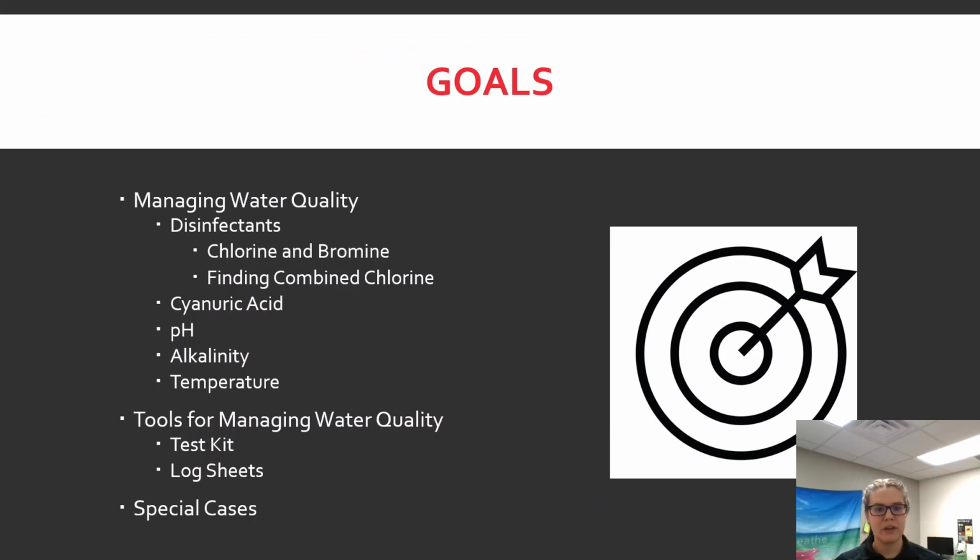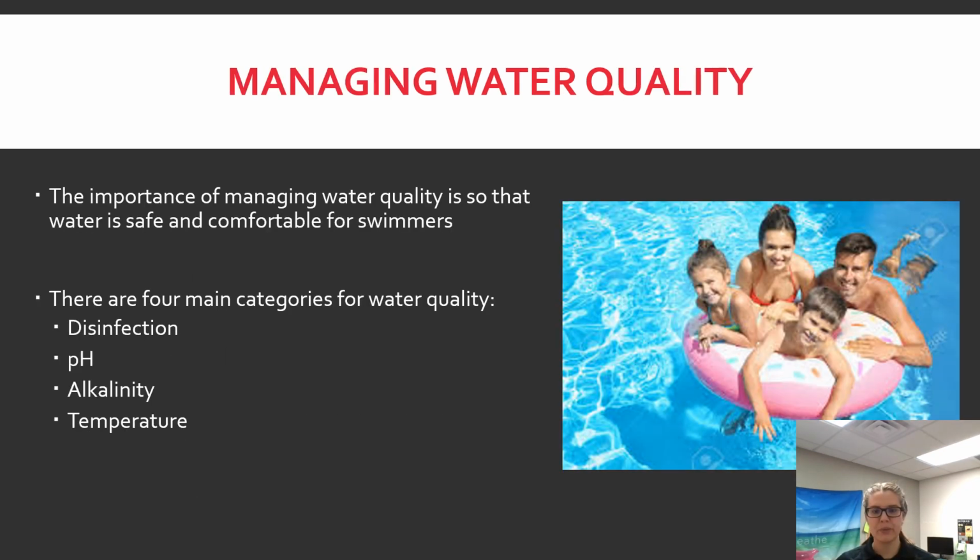When it comes to what we're going to be talking about, our goals are managing water quality and all of the different categories that are involved in that, tools for managing it, and then also special cases that you might run into. So this is why. Why do we care? The importance of managing the water quality is for safety. If you've watched our recreational water illness videos, it talks about all of the germs that could be lurking in your water. And so that's the first concern.